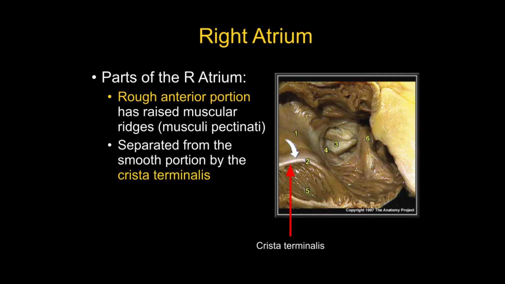So the separation between what used to be the sinus venosus, the smooth portion, and that rough portion of the right atrium is the crista terminalis or a crest, the terminal crest of what used to be the sinus venosus. So it's a crest on the inside and looks like a depression on the outside of the right atrium.